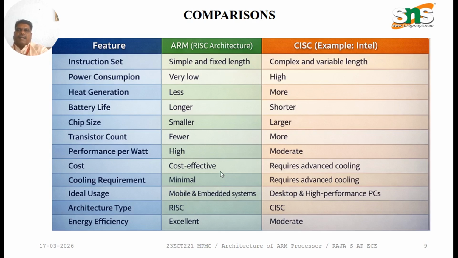Cost-wise, ARM is cost-effective, whereas CISC requires advanced cooling, so costs more. Cooling requirement: ARM needs very minimal, whereas CISC needs a very advanced cooling system. Ideal usage of ARM is mobile and embedded systems. Ideal usage of CISC is desktop and high performance PCs. Architecture type: ARM uses RISC architecture, whereas CISC uses CISC architecture. Energy efficiency: ARM is excellent, whereas CISC is moderate.